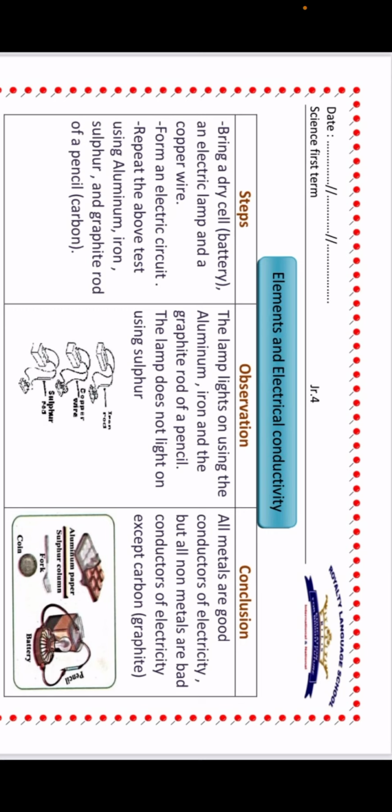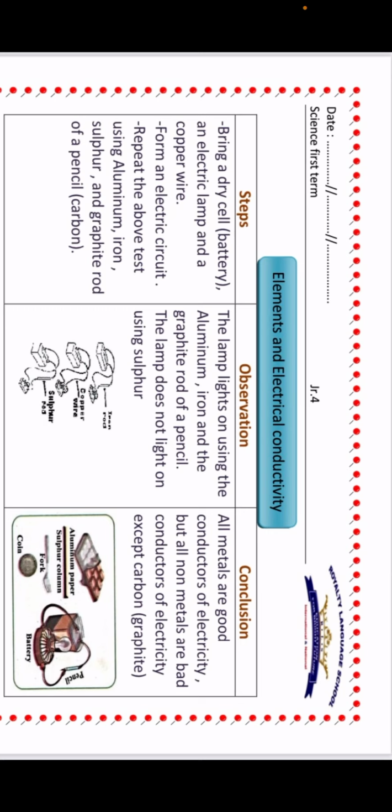When we bring a dry cell or a battery, an electric lamp and copper wire and form an electric circuit, and repeat the above test using aluminium or iron, then sulfur, then a graphite rod, or graphite is carbon, okay? Graphite rod of a pencil, carbon. The lamp lights on using the aluminium because aluminium is a metal and metals are good conductors for electricity. The lamp lights on using aluminium, iron and the graphite rod of a pencil. The lamp doesn't light on using sulfur.